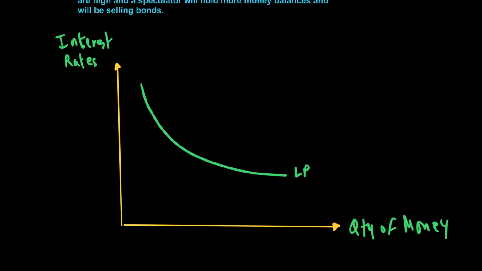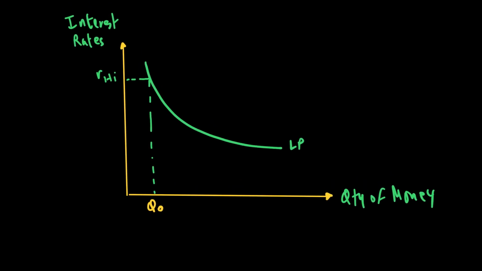When your interest rates are high, let's call this R high, we will be holding less money balances, let's say Q naught. If I'm a speculator, I'm holding less money balances. Why? Because when the interest rates are high, the price of bonds is low. And when the price of bonds is low, this is the point the speculator will buy bonds. And when he's buying bonds, he doesn't need to hold money anymore because he's already bought bonds.